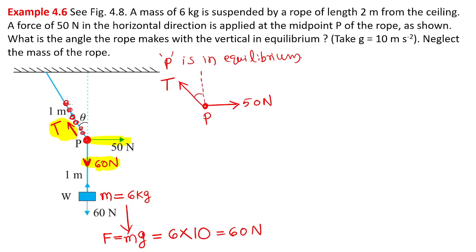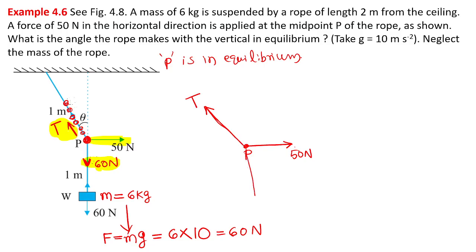Let me draw a much larger diagram. P is there, 50 Newton is there towards right, and tension is there like this in an inclined direction. Tension, the P experiences that force, and there is another force vertically downward due to the weight of the body, it is given as 60 Newton.